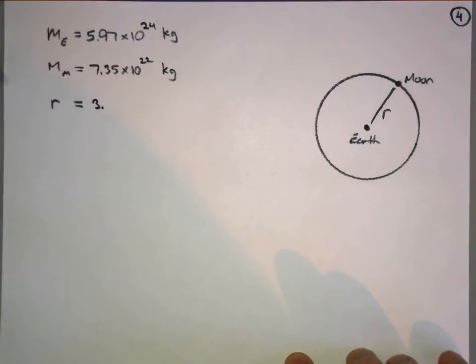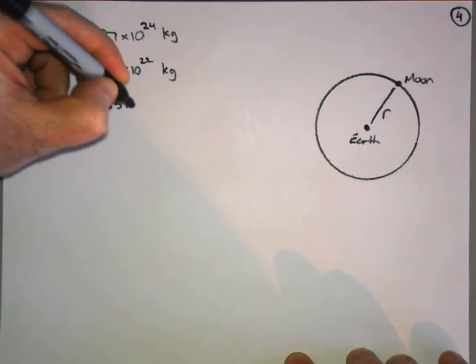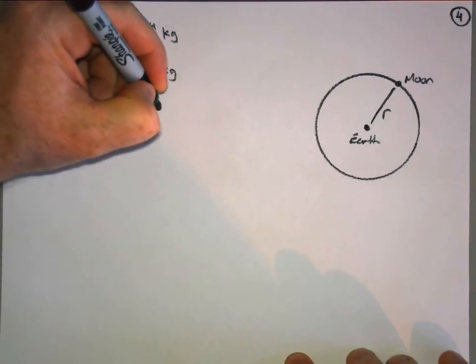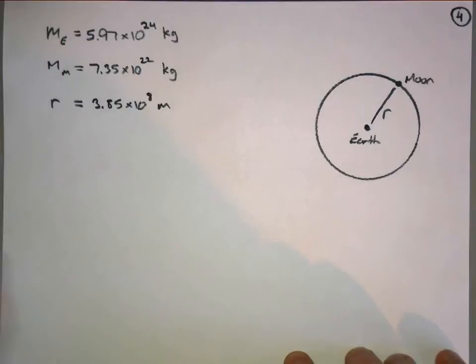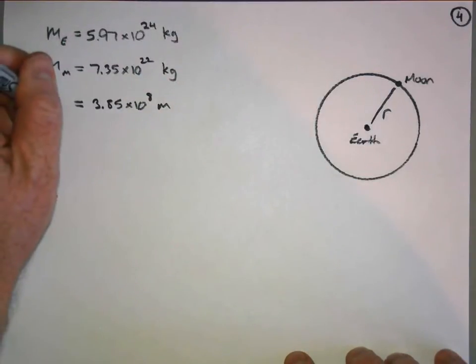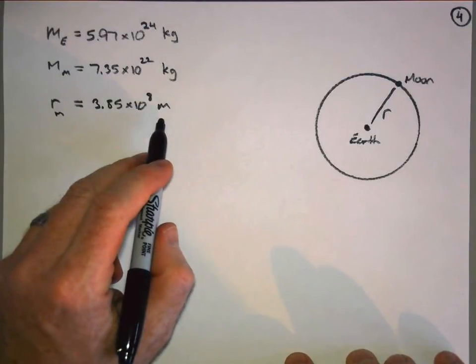3.85. These are things you can look up. I do not expect you to memorize this. 3.85 times 10 to the 8 meters. If you were to look up this orbital radius of the moon, and it gave you the number in kilometers, you just convert. It's no big deal.